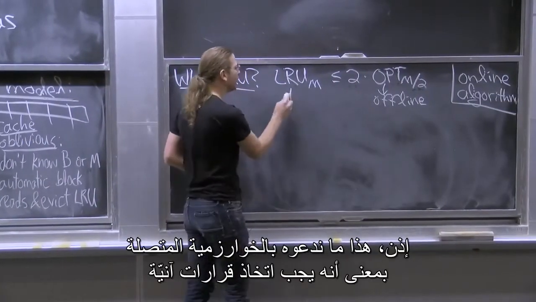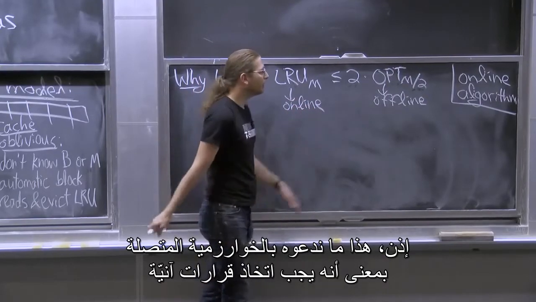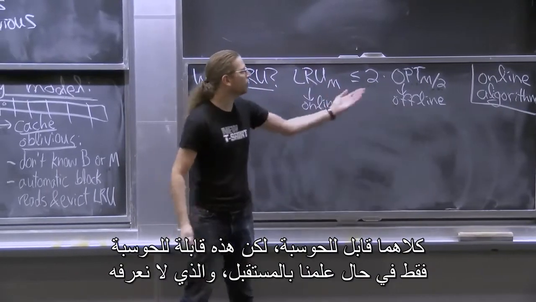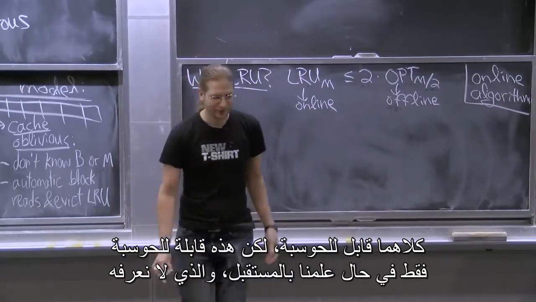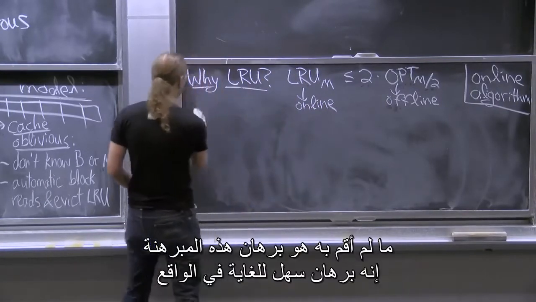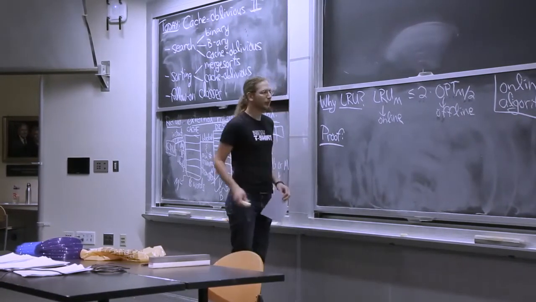So this is what we call an online algorithm, meaning you have to make decisions as you go. The offline algorithm gets to see the future and optimize accordingly. Both are computable, but this one's only computable if you know the future, which we don't. So, what I haven't done is prove this theorem. It's actually a really easy proof. So let's do it.